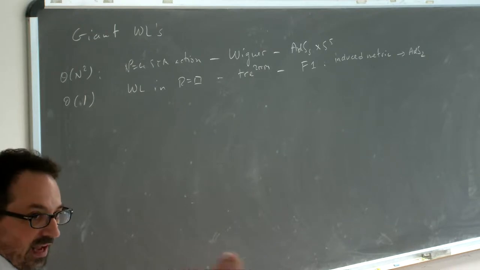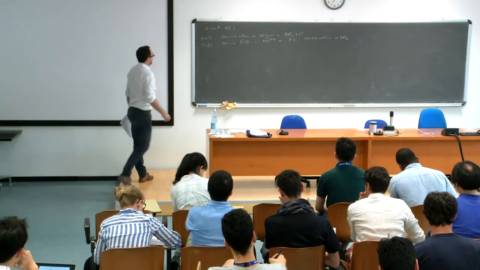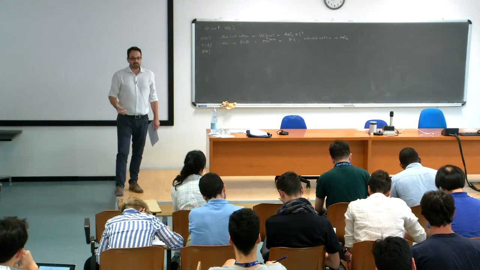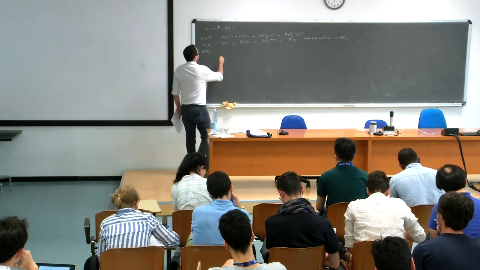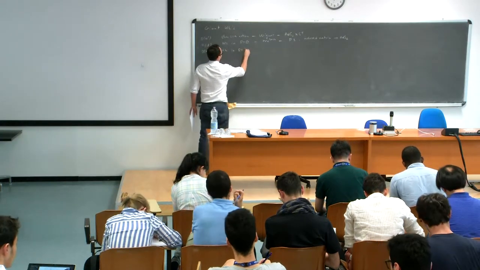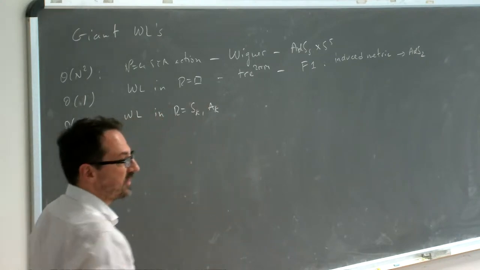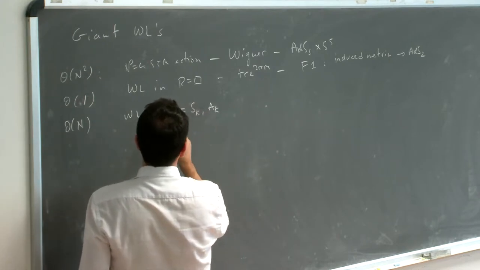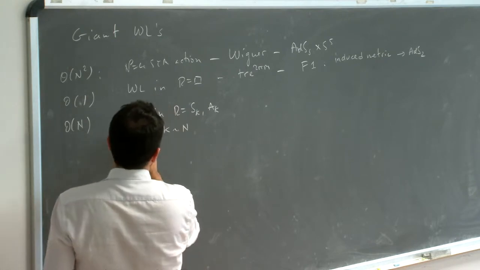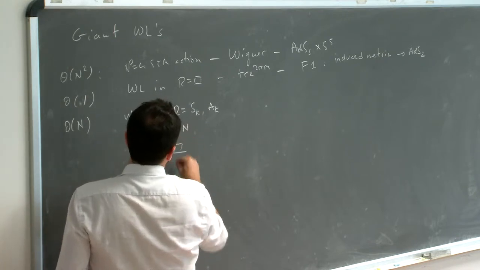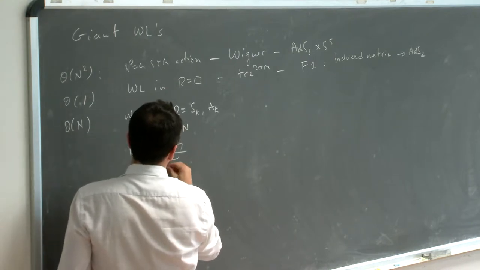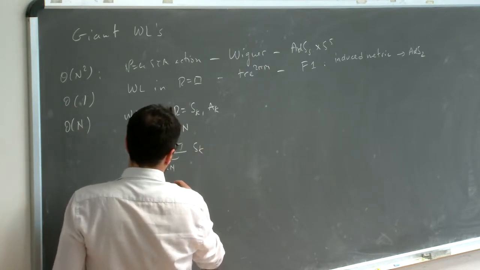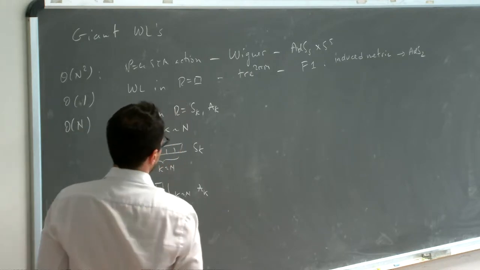Now, what happens if we insert something heavier? The next thing that you can think of is something which scales like N, and on the gauge theory side would be Wilson loops in a representation which is either the symmetric or antisymmetric of SU(N), where K is of order N. So we have either a row of K, order N, boxes for the symmetric representation, or a column with K, order N, boxes for the antisymmetric representation.